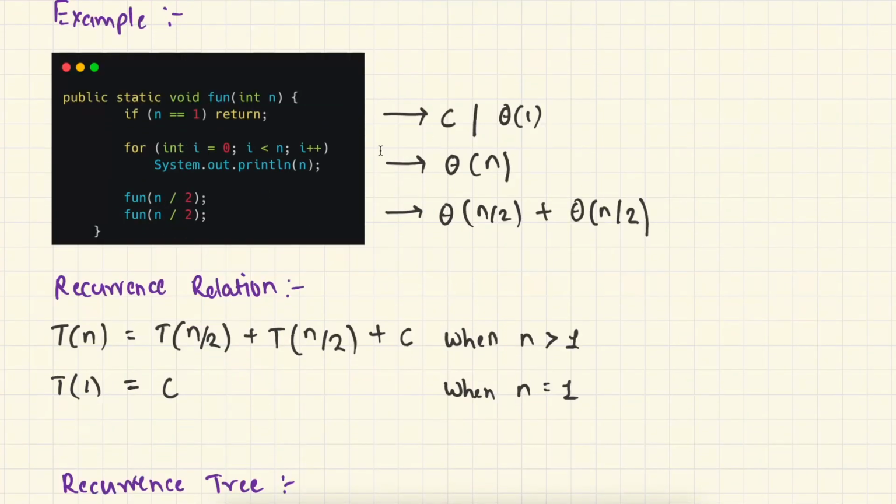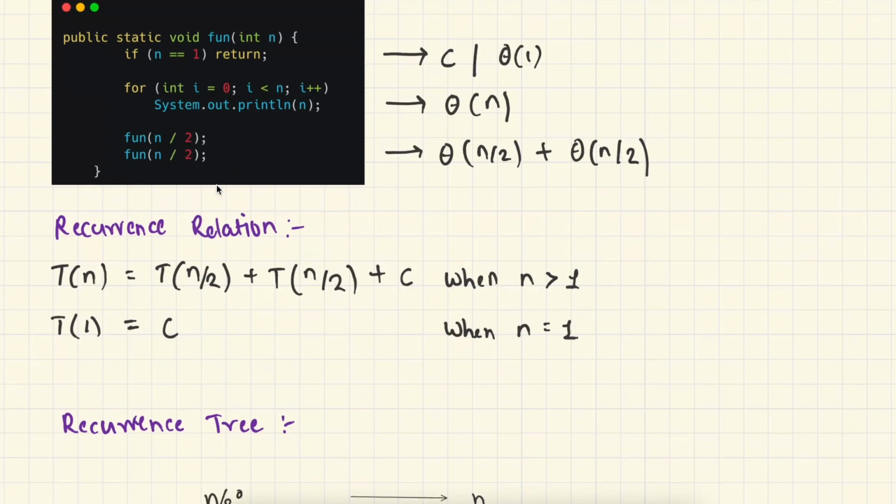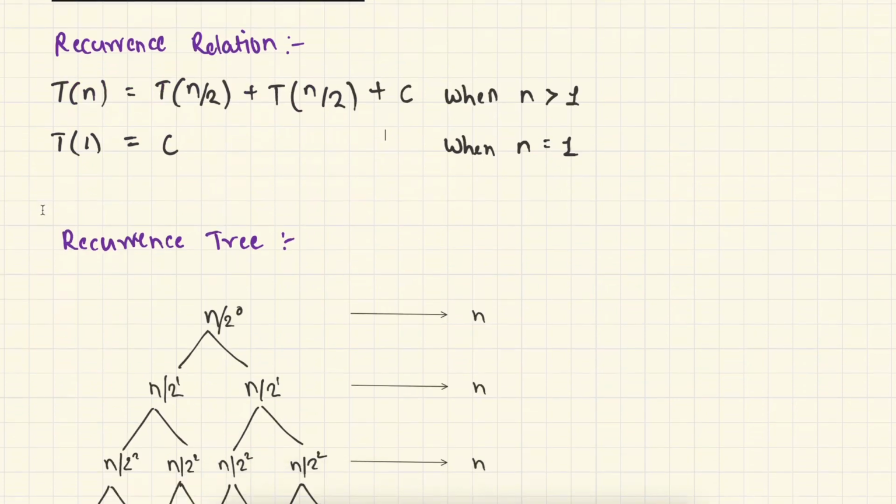In this example, we are not doing any constant work. We are simply doing linear work here because we are running a loop from 0 to n, and whatever the value of n will be, our loop is going to run from 0 to n. The recurrence relation of this function is T(n) equals T(n/2) plus T(n/2) plus c. Why? Because this function is making two recursive calls to itself by dividing n by 2.